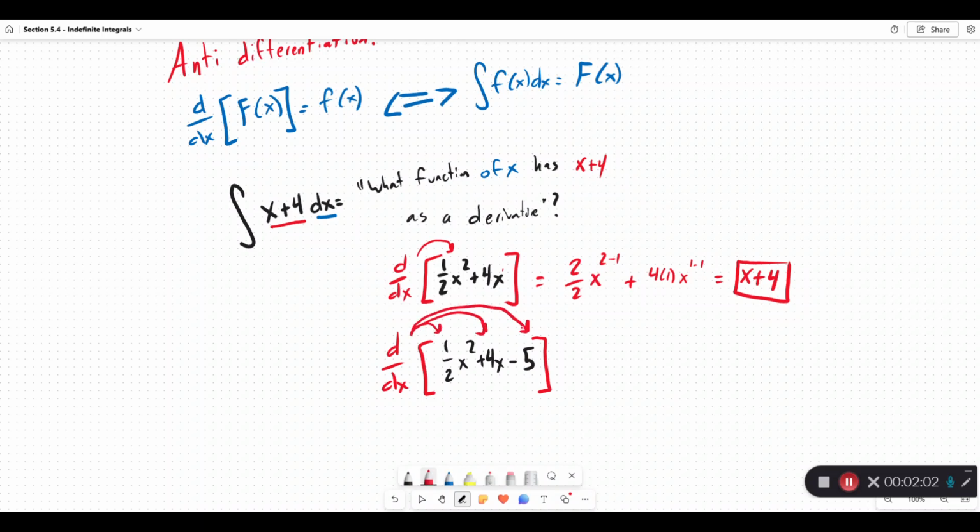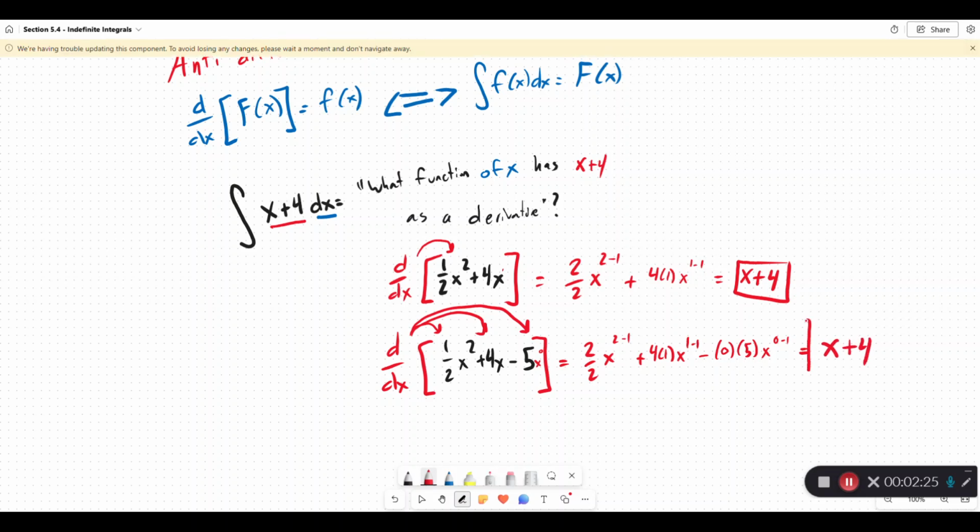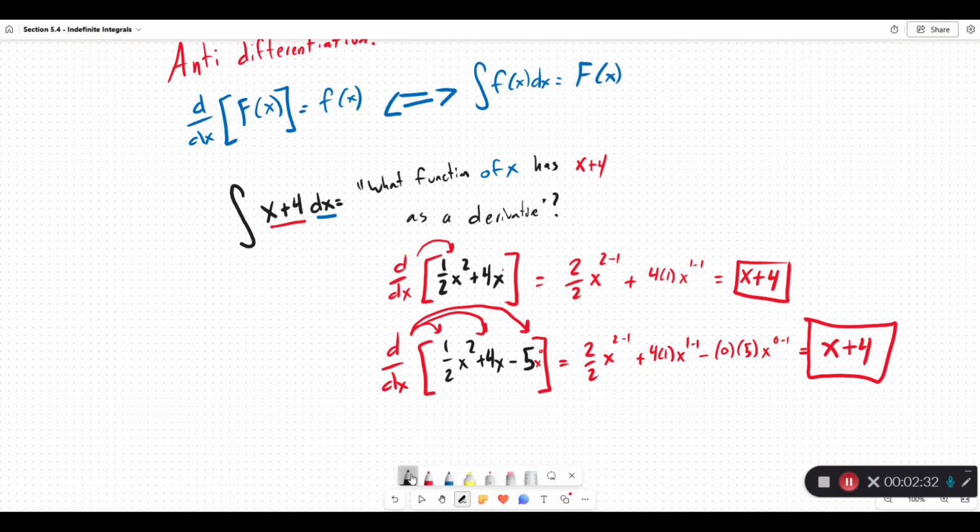Well, we do the same procedure. Again, bringing down the 2, reducing it by 1, bringing down the understood 1, reducing it by 1, and then there's an understood x to the 0. We'll bring down the 0, and wouldn't you know it, we also get x plus 4. And this is a real problem because we want to find what is the function for which this is a derivative. And it turns out any constant translation leaves this derivative unchanged, right? The derivative of x and the derivative of x plus 4 are the same.